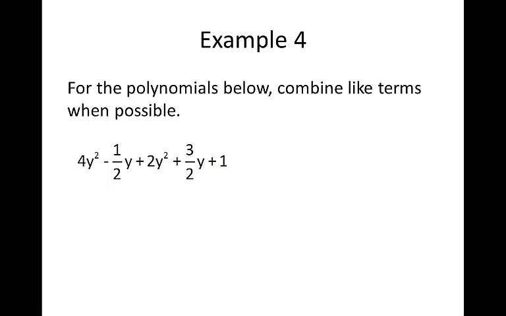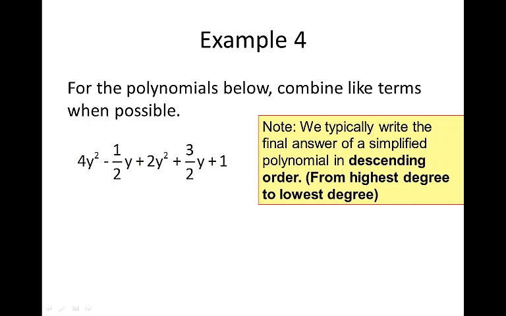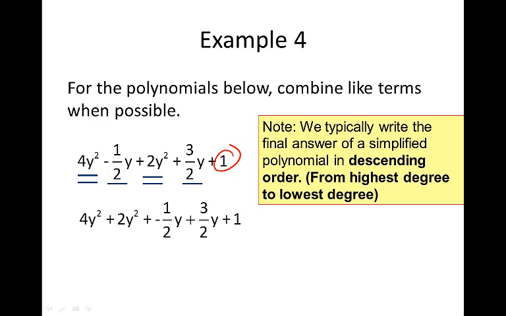Example 4. Let's combine like terms. Again, we typically rewrite our final answer in descending order, highest degree to lowest degree. So let's identify our like terms, 4y squared and 2y squared. Then we have a y term, and then this number here is not going to be combined with anything. So I'm going to rewrite these terms side by side. So 4y squared plus 2y squared, and then put the -1/2 y and the plus 3/2 y together.